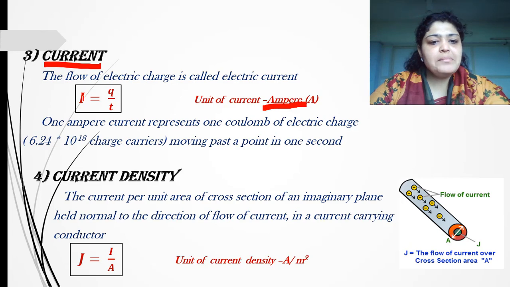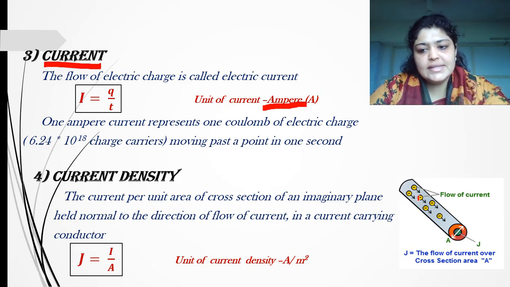If I ask you what is 1 ampere current, how will you define it? It is the current which represents 1 coulomb electric charge moving across 2 points in 1 second. So if Q is equal to 1 coulomb and time taken is 1 second, we say that current is equal to 1 ampere. What is 1 coulomb charge? 1 coulomb charge is defined as 6.24 into 10 raised to 18 charge carriers. These charge carriers can be protons or electrons. So 1 ampere current means 6.24 into 10 raised to 18 carriers moving across a point in 1 second.